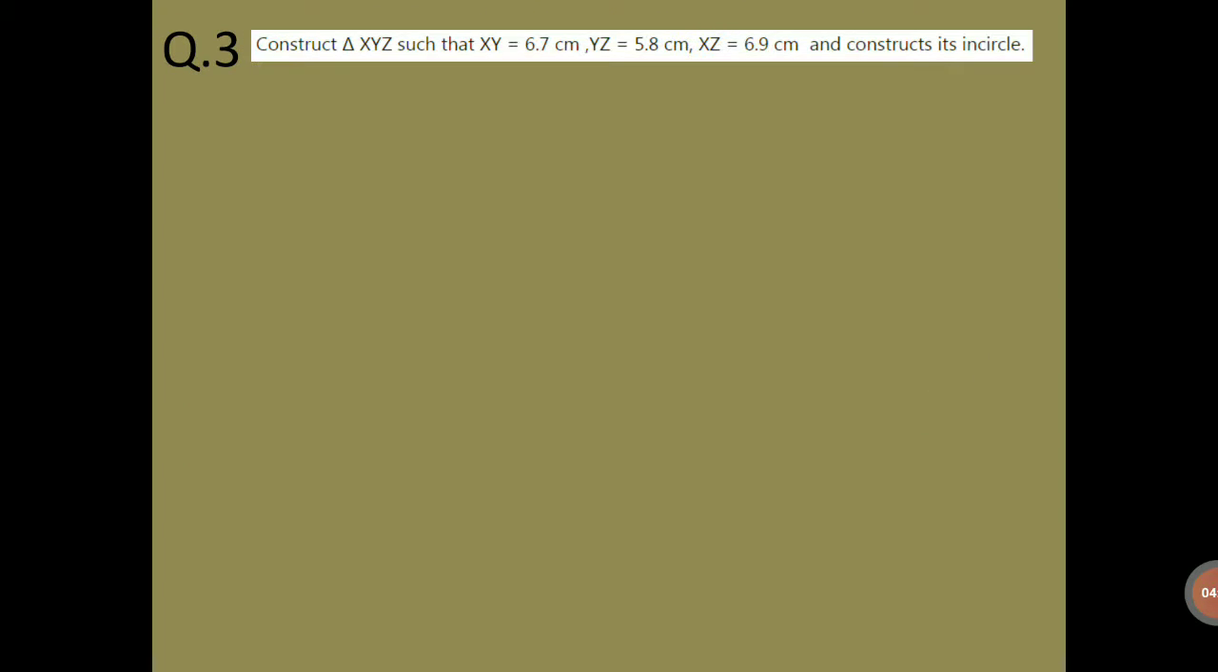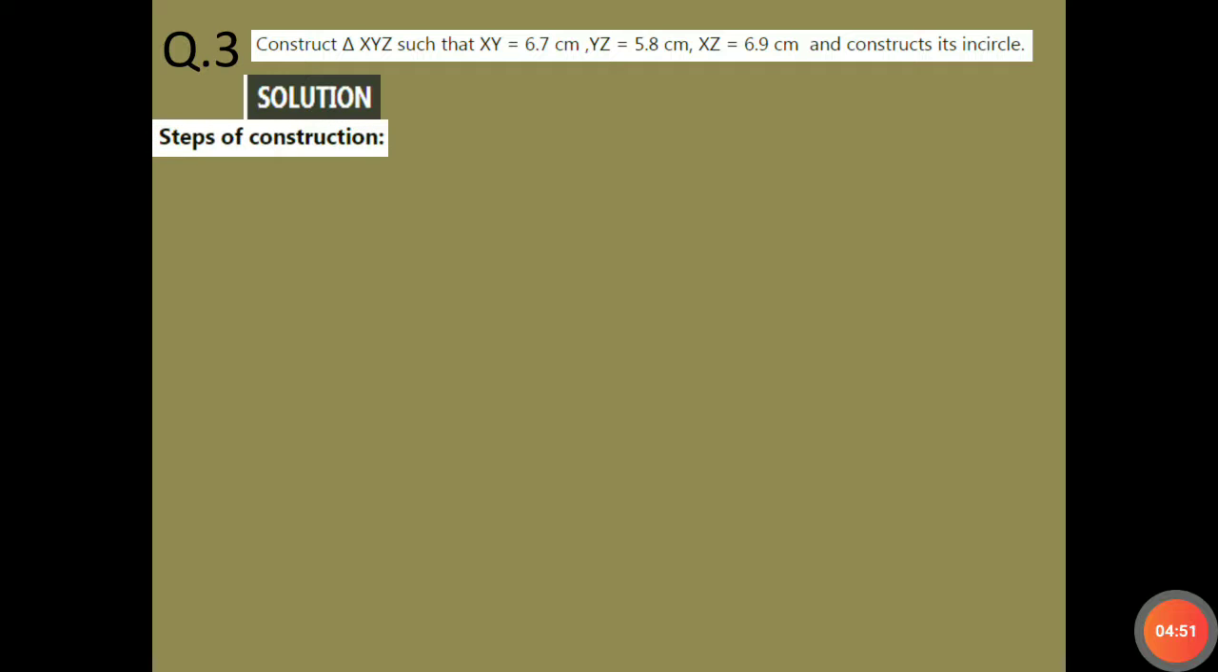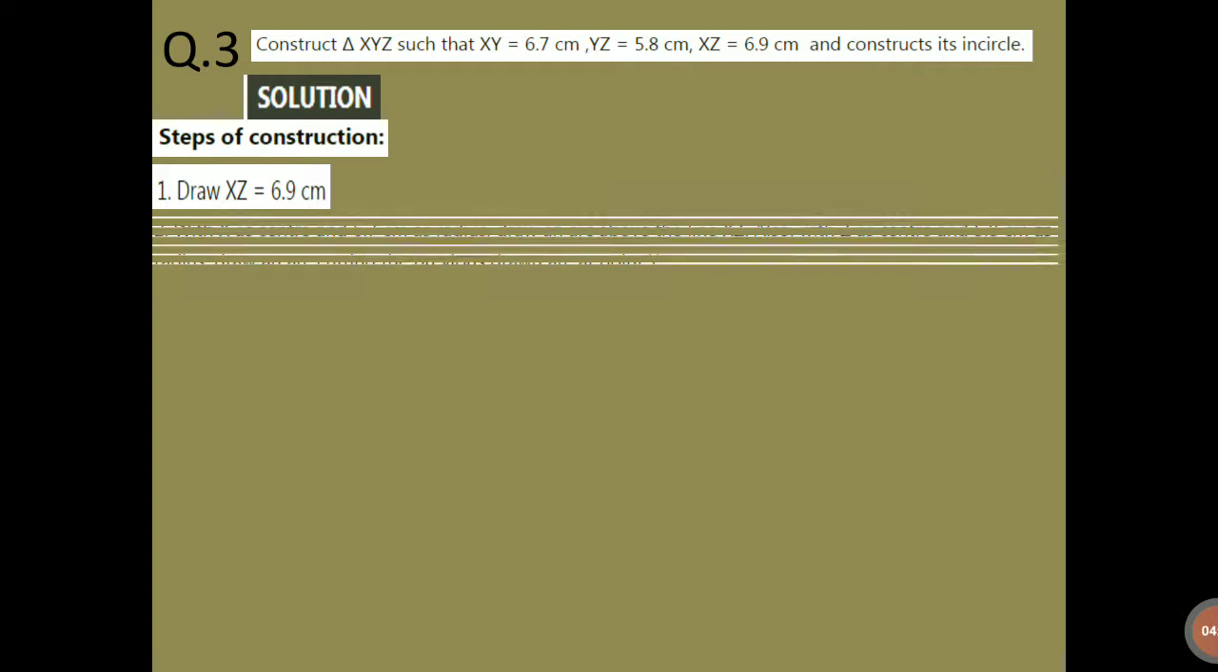Question number 3. Construct triangle XYZ such that XY is equal to 6.7 cm, YZ is equal to 5.8 cm, XZ is equal to 6.9 cm, and construct its incircle. Incircle means inside the triangle. Solution. Steps. First we have to draw XZ, that is 6.9 cm.